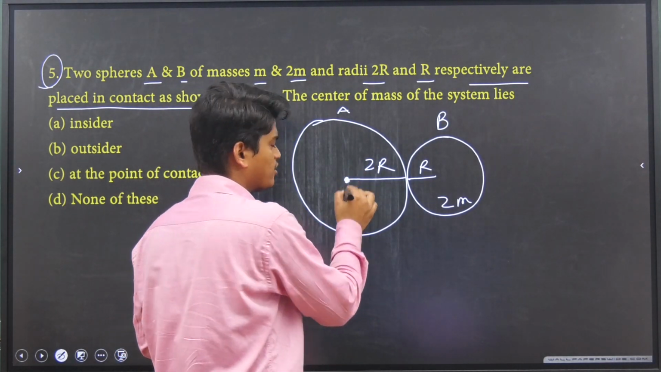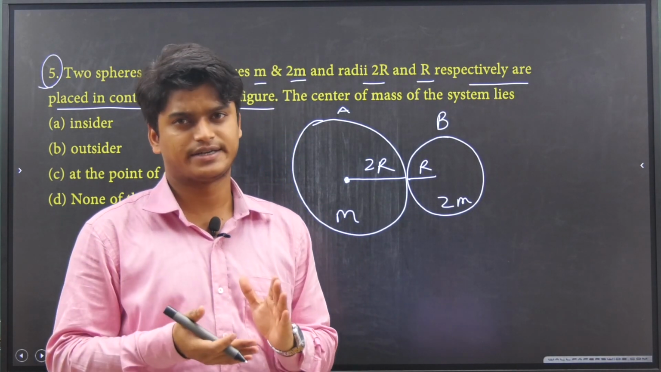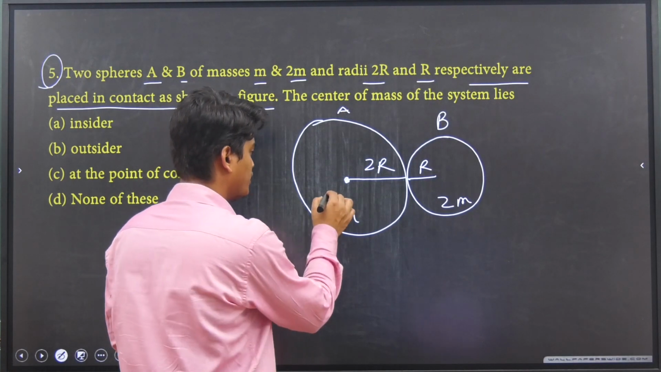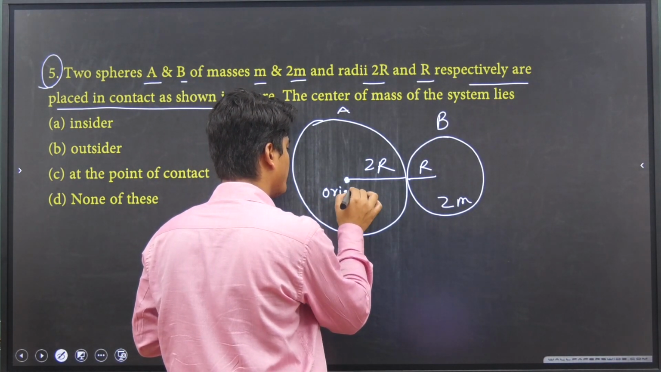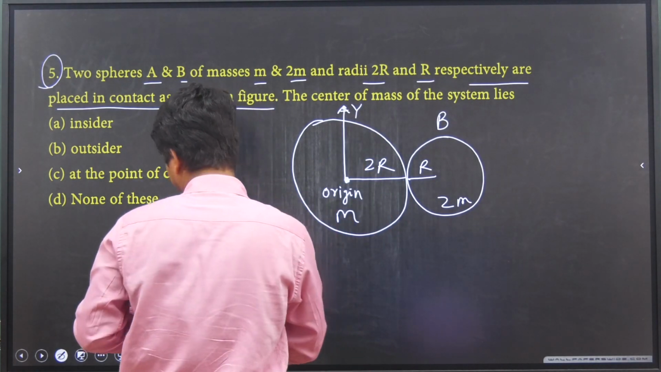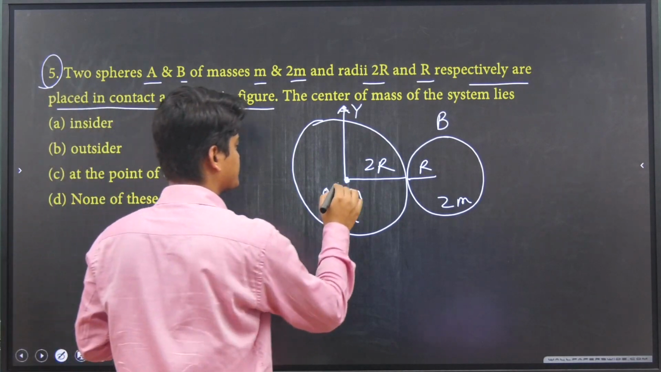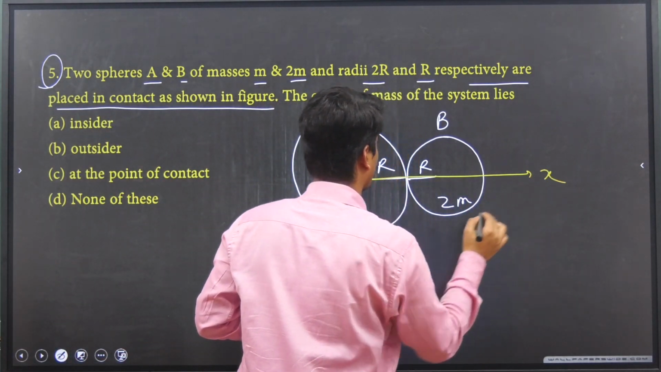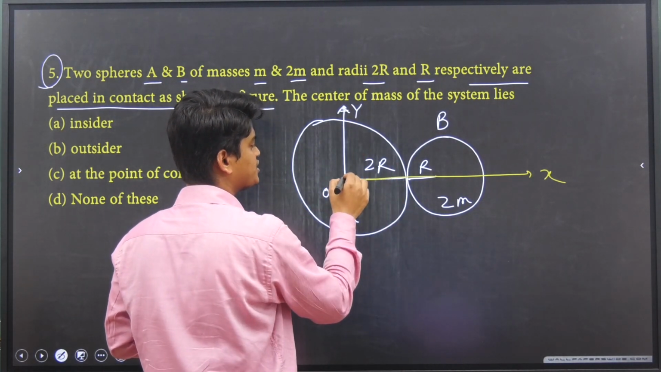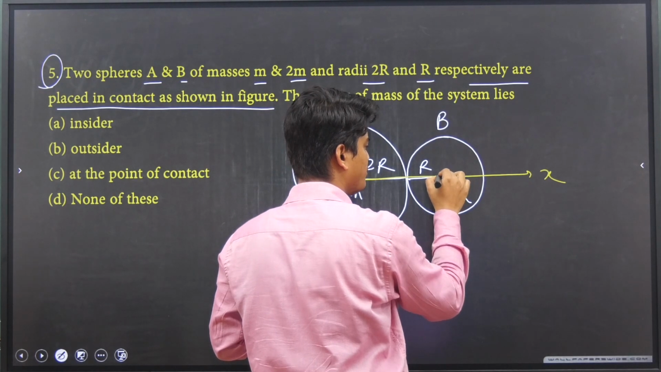So while finding the center of mass, most of the time when you find coordinates, what do we do? We take an origin first of all. So here we will take the origin, this one. Now this axis I will take as the y axis, and this axis I'll take as the x axis. This is the origin, the starting point. For this sphere, the center of mass will be here. For this sphere, the center of mass will be here.